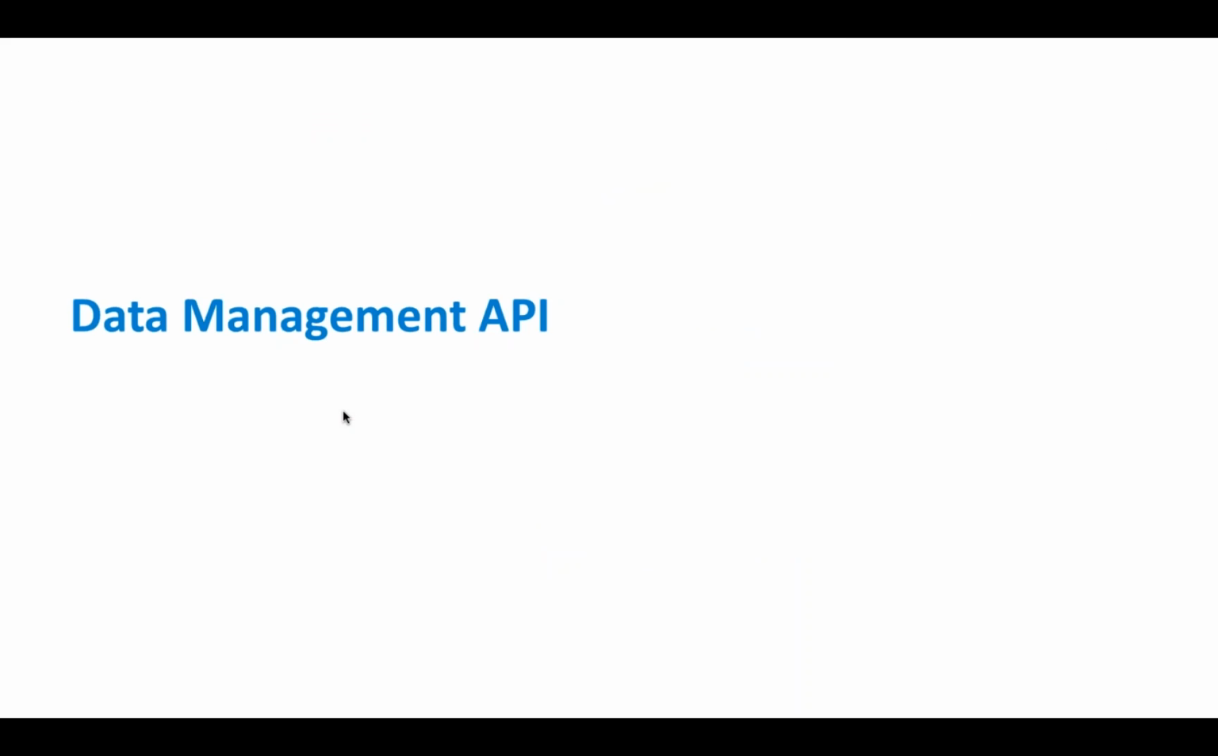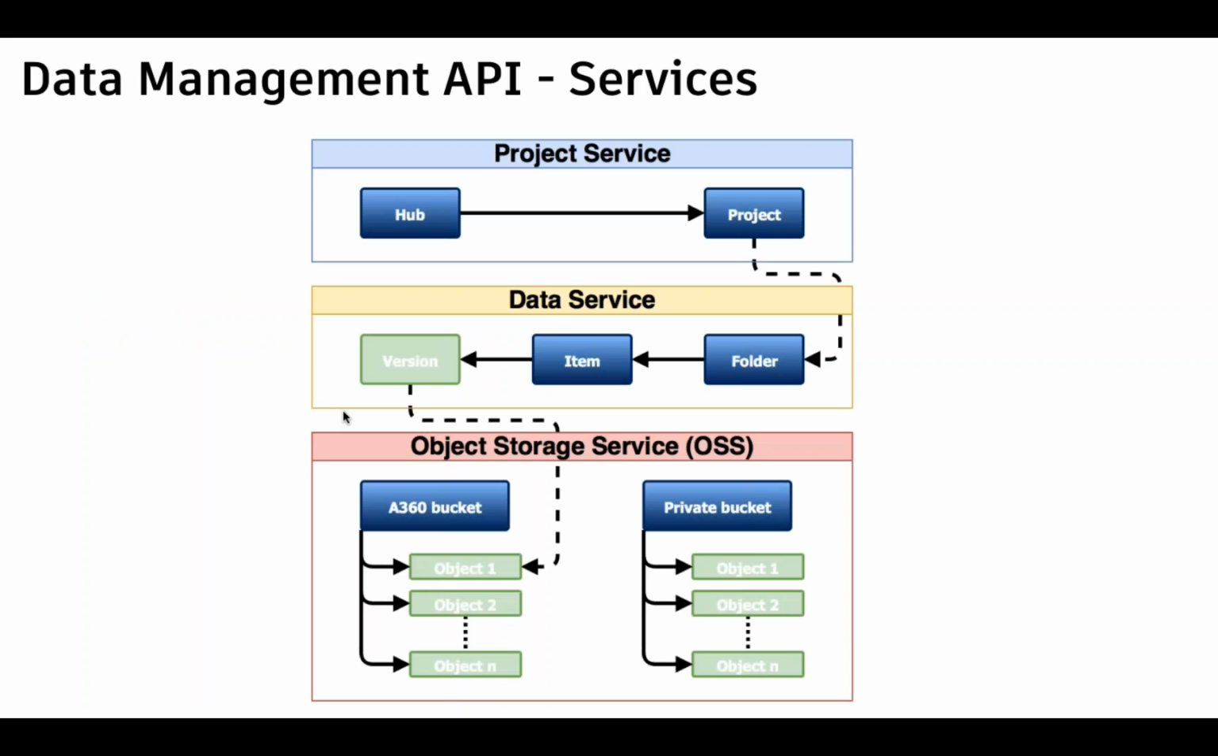All right, so let's jump to the data management API. Here is a diagram that illustrates the various services which are part of this API. You can see it's decomposed into several services. We've got the project service that contains the hub, and under each hub we have a set of projects. Then we've got the data service.